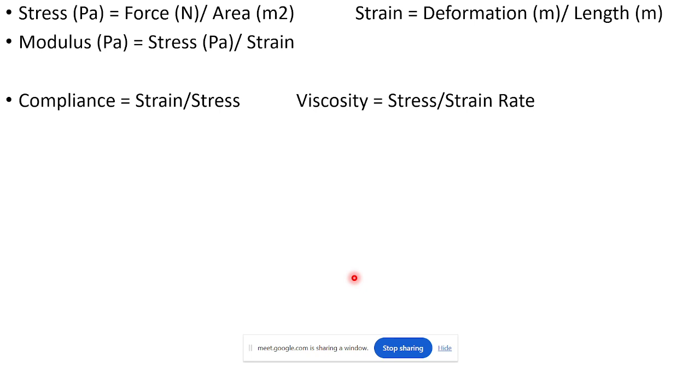Okay, now what are the different terminologies? The stress, that is force per unit area, that is Newton per meter square. The strain, that is deformation per unit length. The modulus, that is stress by strain, usually the unit is Pascal or megapascal. Now what is compliance? It is basically strain by stress, that is the reverse of the Young's modulus. And viscosity, what is viscosity? That is stress by strain rate.